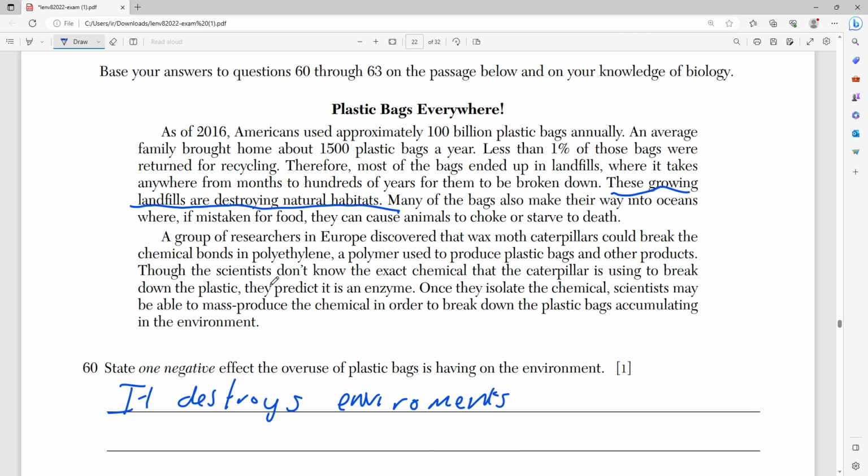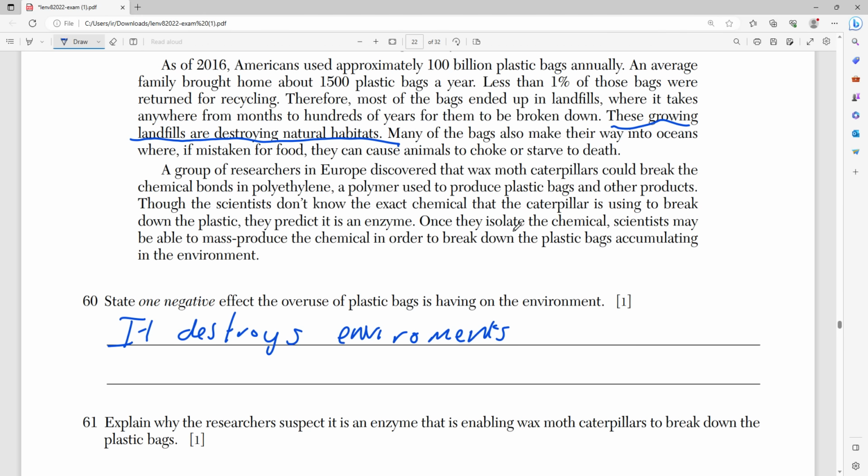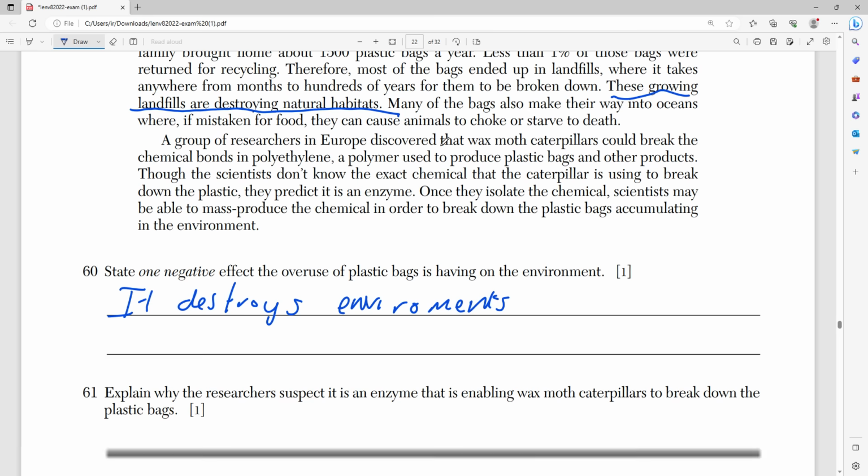Boom. It destroys environments. It harms them. It makes animals mistake it for food. It harms the animals living in the environment. It causes the death of animals living in the environment. It destabilizes the environment. Anything like that would count.